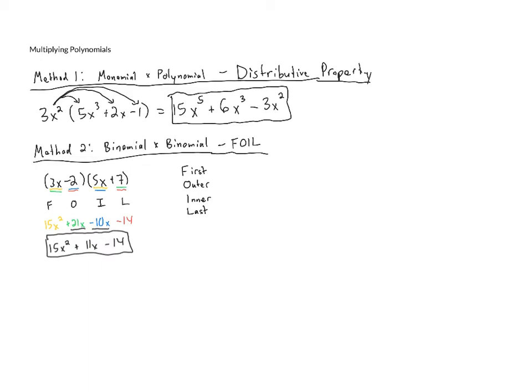This FOIL method works whenever we have a binomial times a binomial. It doesn't matter what the terms are, we can always multiply the first terms, the outer terms, the inner terms, and the last terms, and that ends up giving us all of the terms that we need. We can combine like terms if they exist, and then we have our final answer. All right, that is the second method.